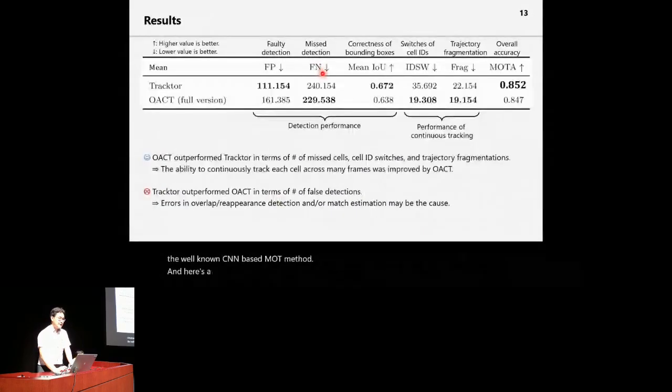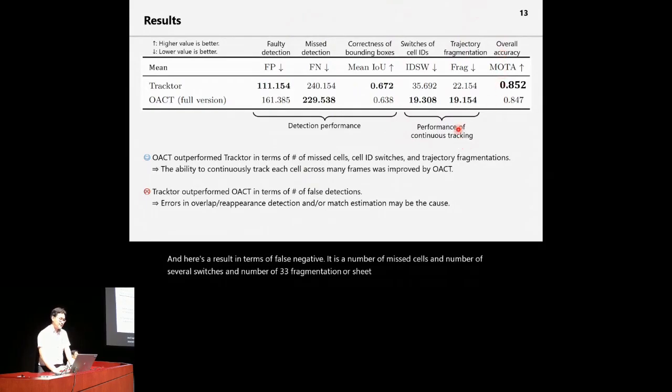And here's the result. In terms of false negatives, which is the number of missed cells, number of cell ID switches, and number of trajectory fragmentation, OACT outperformed Tractor. So the ability to continuously track each cell across many frames was improved by OACT. In contrast, in terms of false positives, which is the number of false detections, Tractor performed better. We consider the cause was maybe errors in overlap reappearance detection or match estimation.